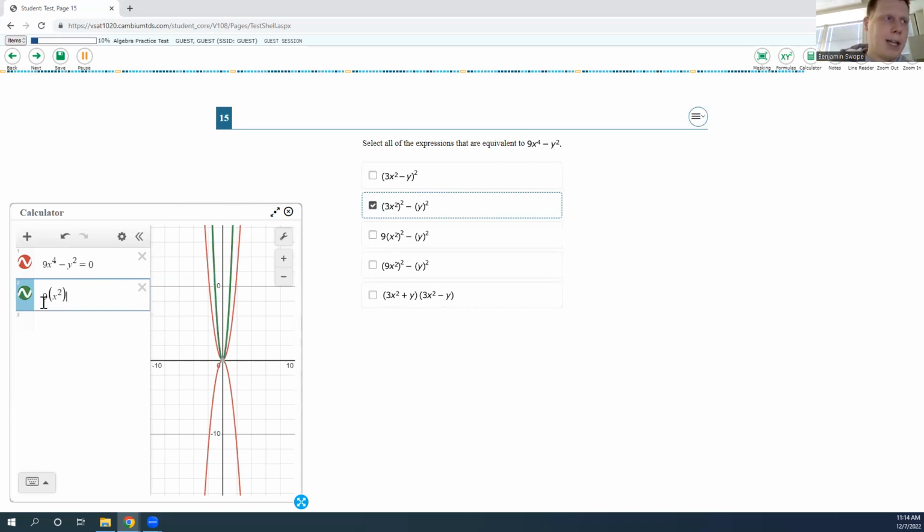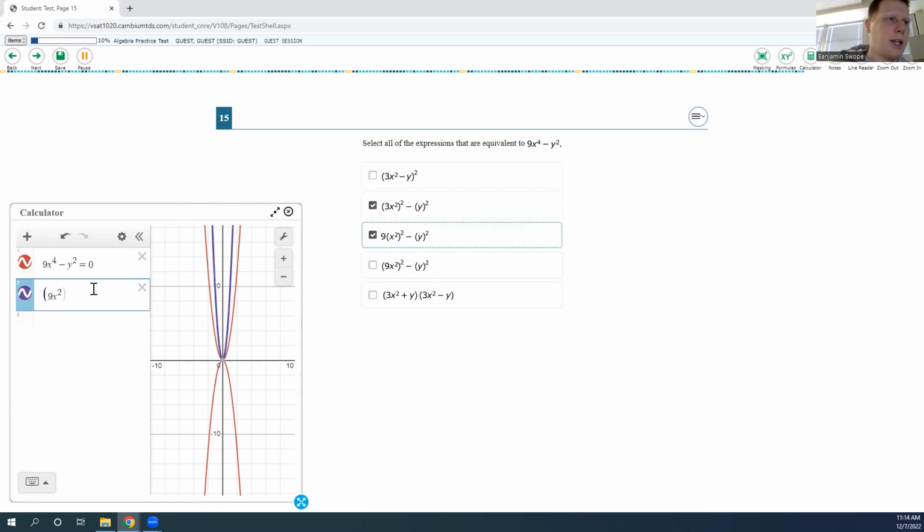And I highly recommend, I know watching this video, you might be like, oh yeah, this looks easy, but you should really practice typing these into Desmos because it can be kind of tricky to get all these powers and parentheses exactly where you want them. So I highly recommend you try this. You're going to see this choice is also the same. The green is on top of the red. Let's try the next one.